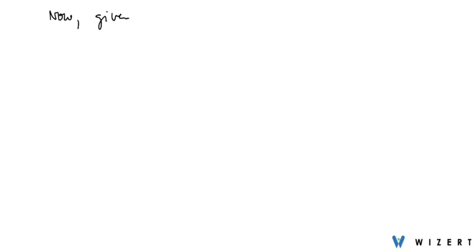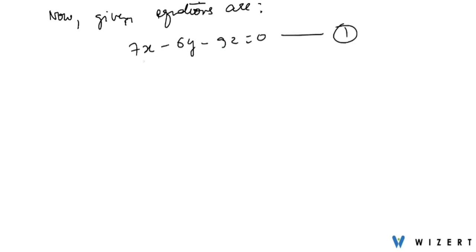Now the given equations are, so the two equations given are 7x minus 6y minus 92 equal to 0, let this be first equation, and 4x plus 7y plus 10 equal to 0, let this be second equation. Now we can see a1 b1 c1 and a2 b2 c2, we can compare from the original equation and we can see the values like 7, minus 6, minus 92 and 4, 7 and 10, these are the coefficients.